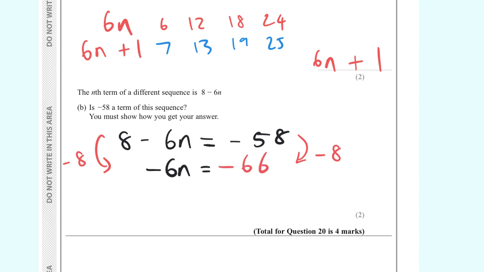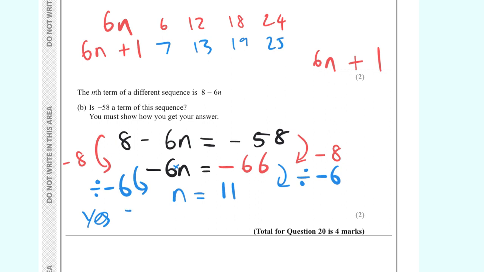Right. Now we're going to divide that, because remember these guys are times in, divide that number by negative 6. Okay, divide it by negative 6. So we get 11. Alright, so if you're using your calculator really carefully, you will say that n is 11. So you can say yes, negative 58 is the 11th term. Yeah? Job done. Bosh. Okay?